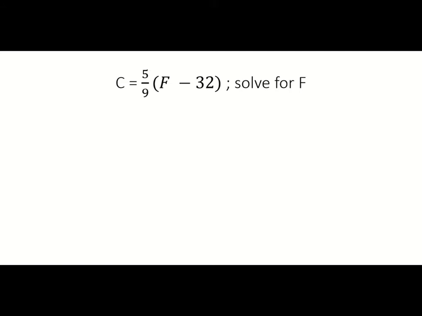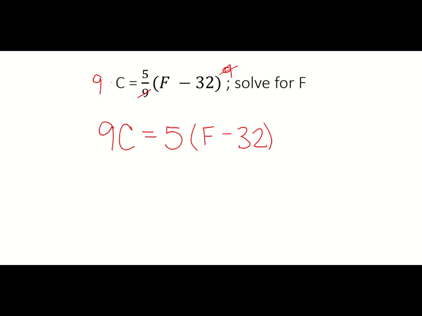So I see that there is a fraction in my problem. So the first thing I'm going to do is get rid of that fraction by multiplying both sides by the denominator. So I'm going to multiply both sides by 9. So on the left, I'm going to have 9C. And on the right, since this is one big multiplication problem, because the parentheses means I'll be multiplying everything, the 9's are canceling out, so I'm just going to be left with 5 times F minus 32. I'm not actually changing what's inside the parentheses, keeping that part safe.